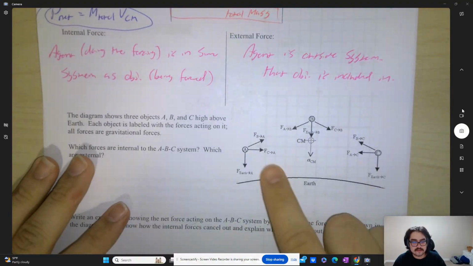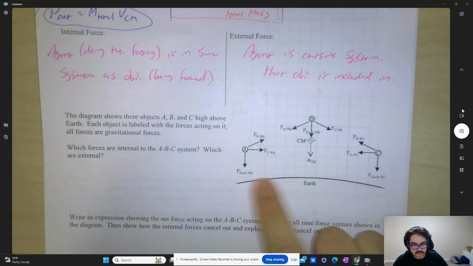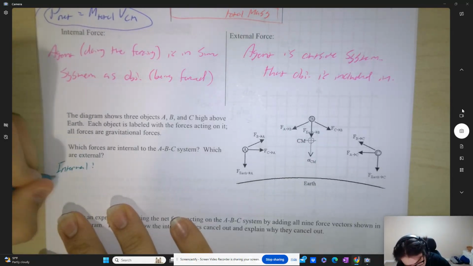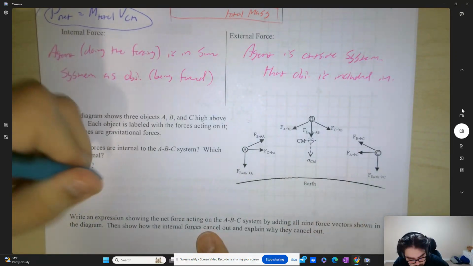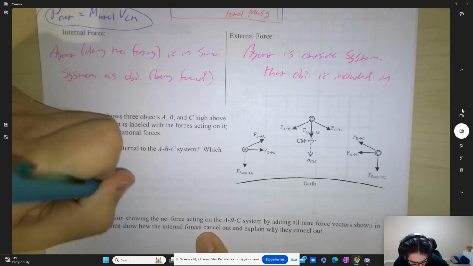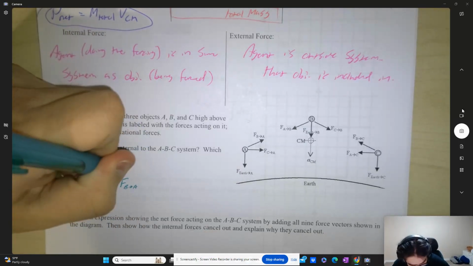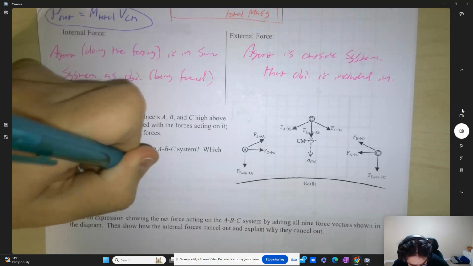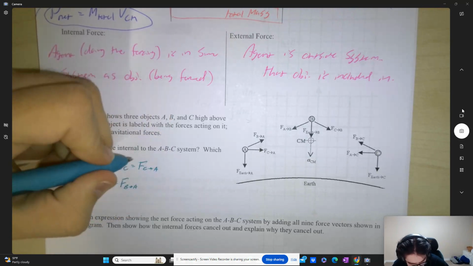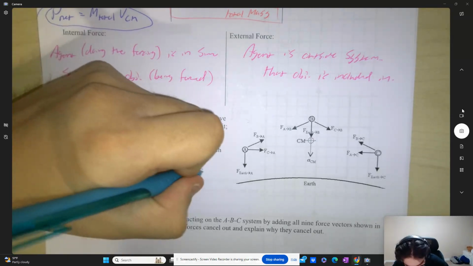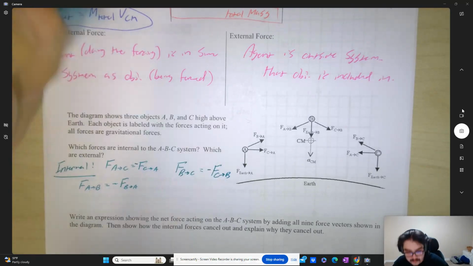Internal forces, external forces. Now we can see that there's a bunch of objects above the Earth, and they all have gravitational forces acting upon each other. Earth is also exerting gravitational force on each of these three objects. So let's figure out what's internal and external. If the system is A, B, and C, then internal is anything that A, B, and C do to each other. So F of A on B is equal to negative F of B on A, and that is just Newton's third law. F of A on C is equal to negative F of C on A. And F of B on C is equal to negative F of C on B.